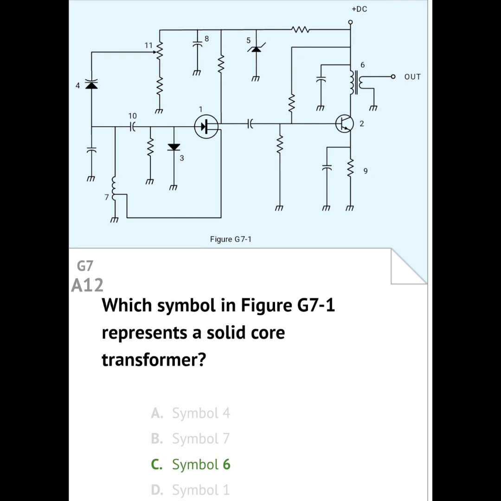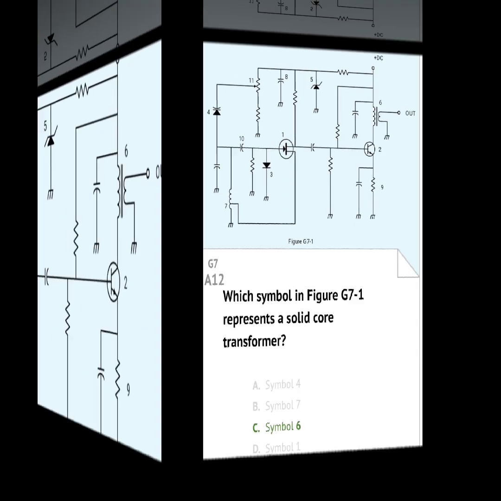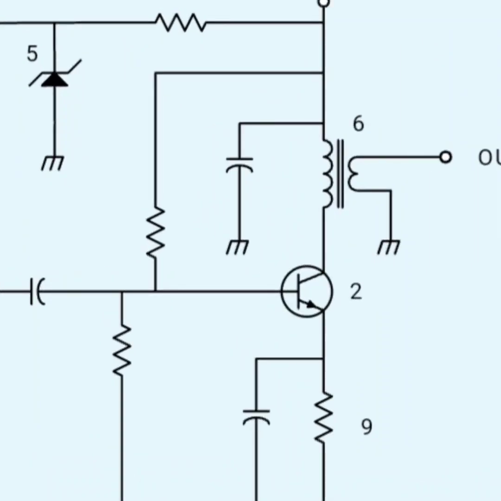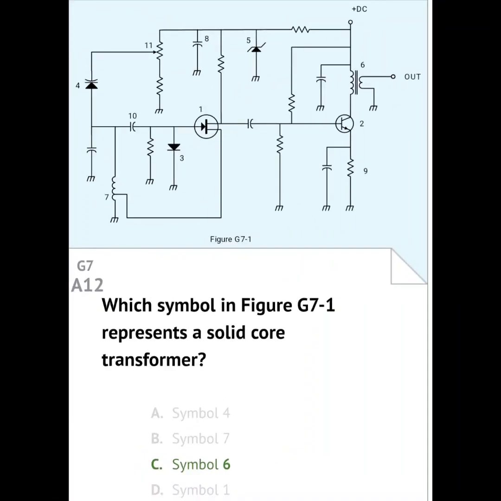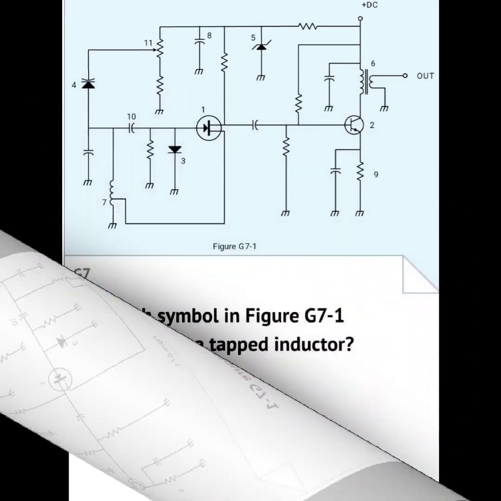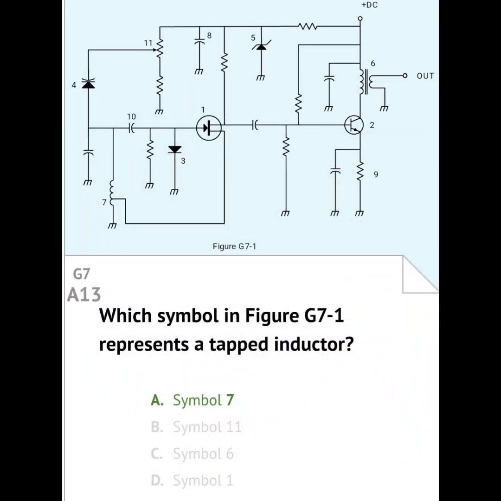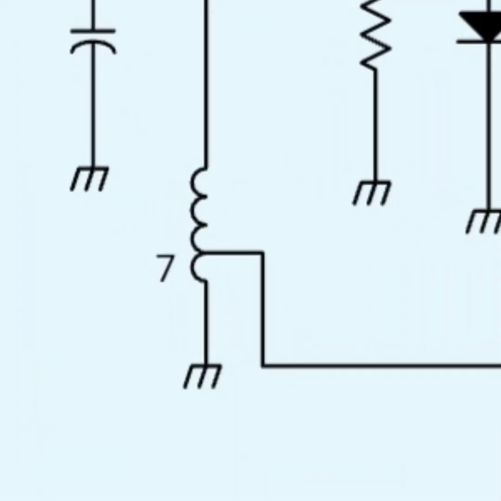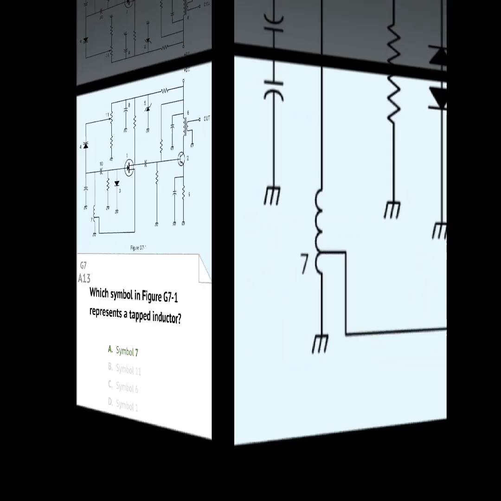Question G7A12. Which symbol in figure G7-1 represents a solid core transformer? Answer. Symbol 6. Question G7A13. Which symbol in figure G7-1 represents a tapped inductor? Answer. Symbol 7.